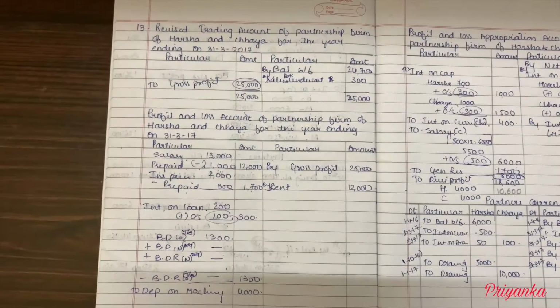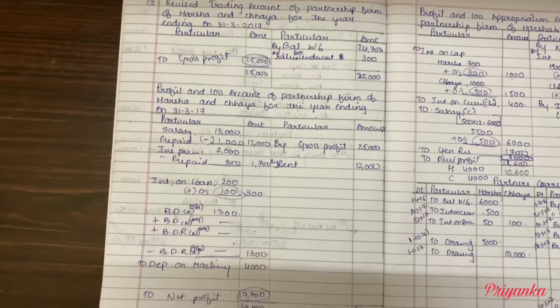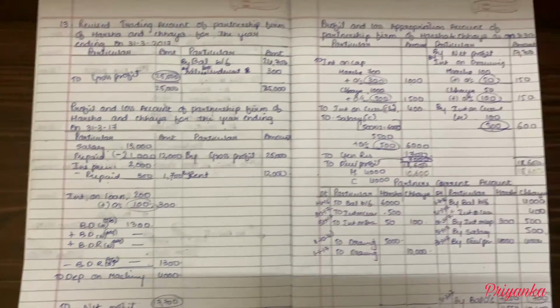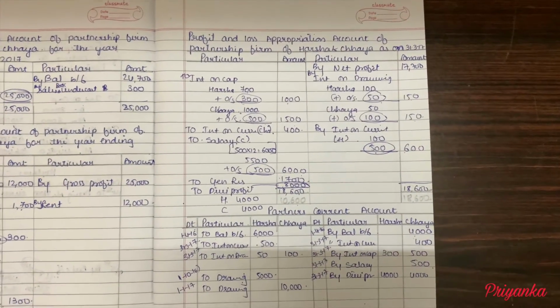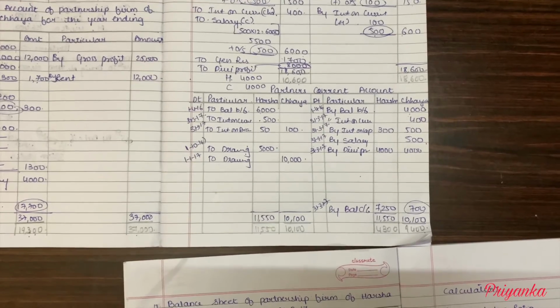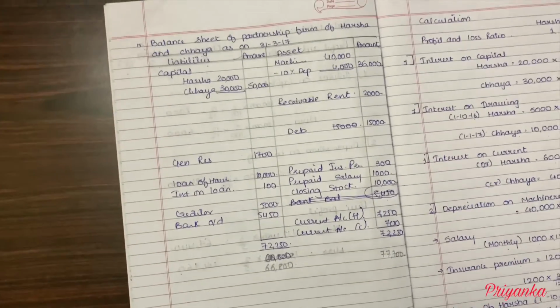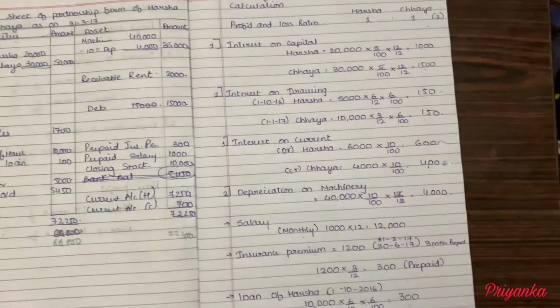Now take a look for the last time: trading account, profit and loss account, profit and loss appropriation account, partners' capital account, then balance sheet and the calculation.